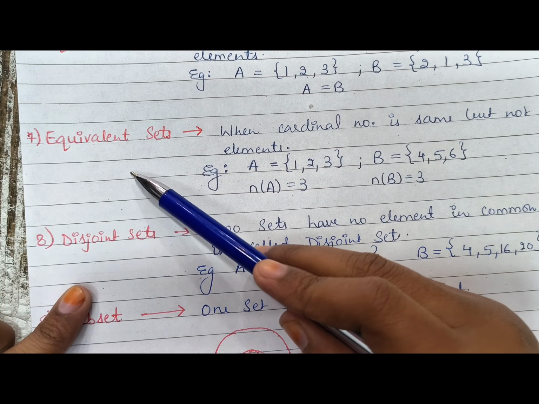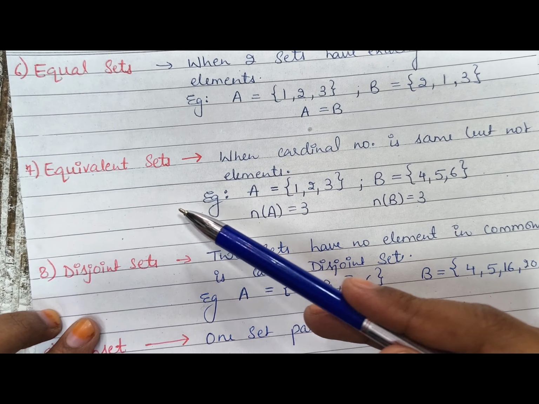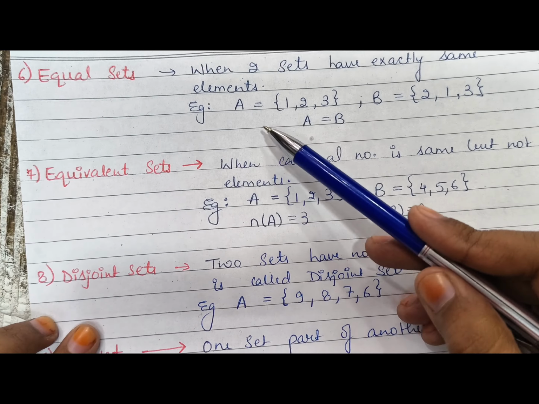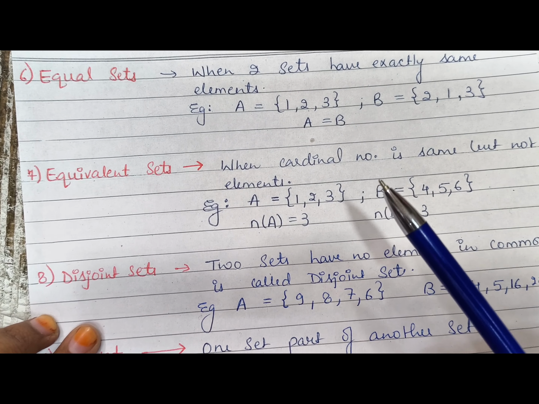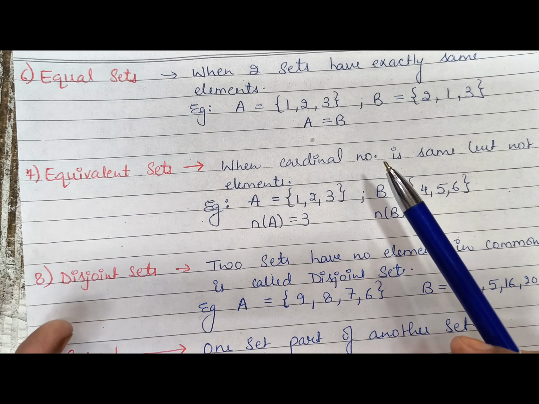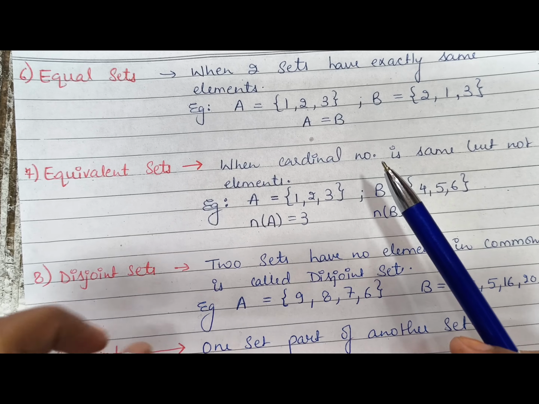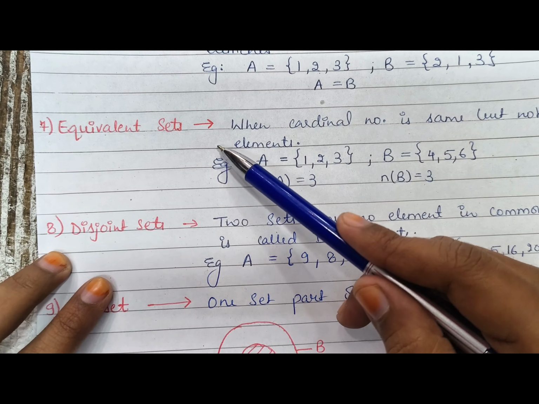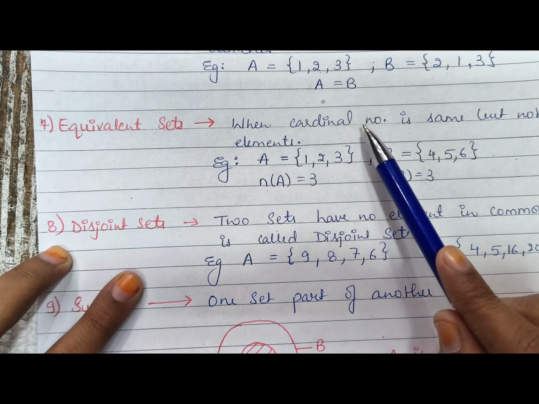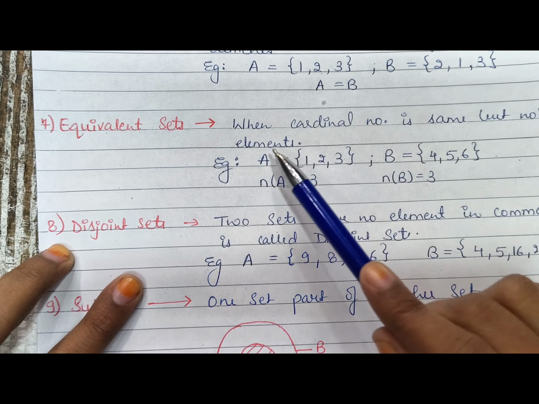Then there is equivalent set. Equal sets and equivalent sets have different meaning. In equal sets, the number of elements and the elements themselves should be same. And in equivalent sets, the cardinal number is same but not the elements, that means their cardinal number should be same, but the elements need not be same.